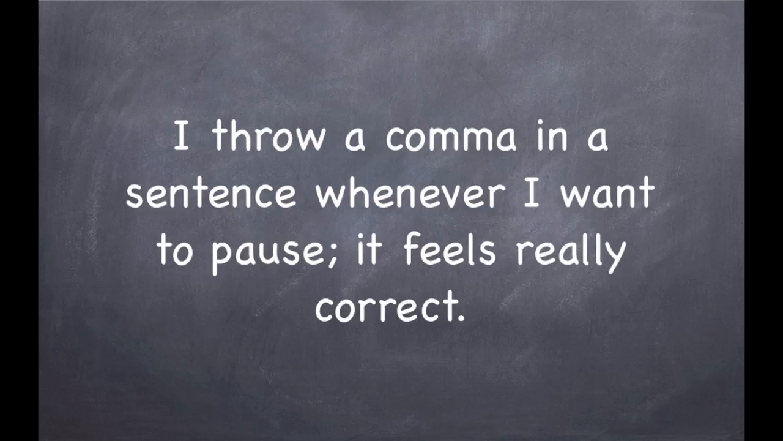Another way that you can correct a comma splice is by using a semicolon. Now this is the part where I start to get pretty excited, because semicolons are my favorite punctuation, hands down, and they can make a couple of sentences merge into a beautiful description. They're art. Semicolons are art to me. A semicolon should be used to join two independent clauses that very closely relate to each other. So for the sentence we used before, I throw a comma in a sentence whenever I want to pause; it feels really correct, would be a perfect use of a semicolon.